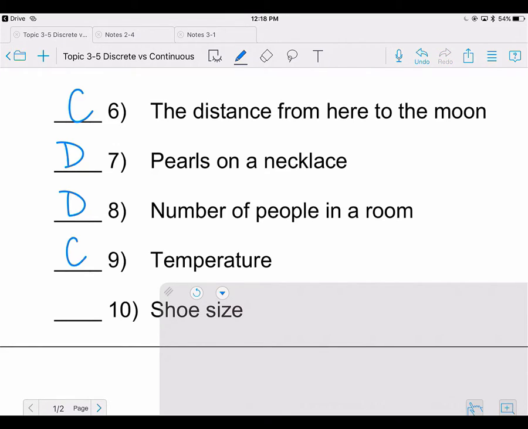Temperature would be continuous because as we go throughout the day, the temperature increases steadily. Maybe it's 91 degrees, then it's 91.5, then it's 92, 92.5. Also, it's something that we measure, not count. And shoe sizes, as we talked about earlier, are discrete because you can only buy certain sizes. You can't order a 5.372 because that's the size of your foot. You order a 5 or a 5.5. Very discrete sizes.